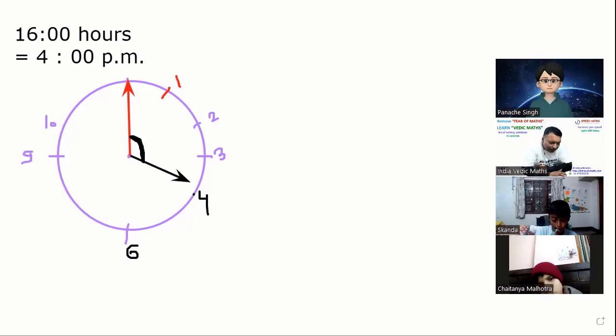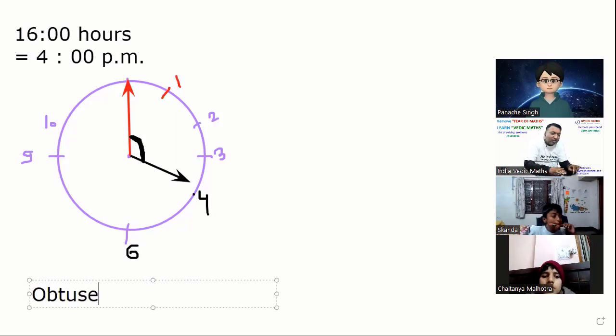What do you think, guys? A lot of you have written. It will be obtuse. It has to be an obtuse angle. Correct? That is how the time game works, right?